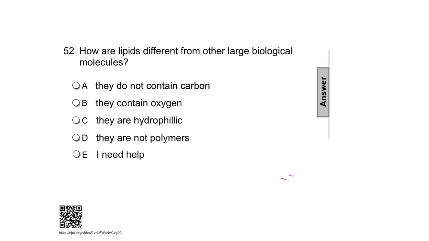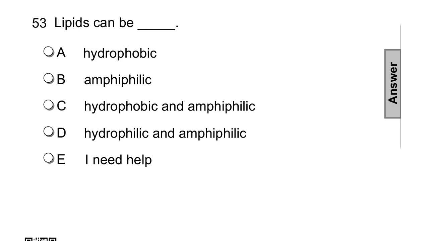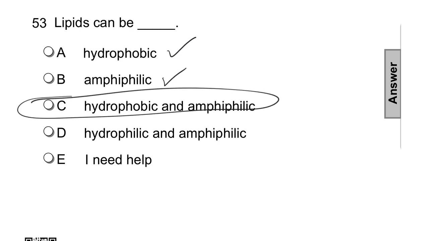Okay, let's finish this up with some review questions. How are lipids different from other large biological molecules? Well, there's a lot of differences, but they are not polymers. Lipids can be hydrophobic, yes, like oil, fat. It can be amphiphilic, like phospholipids in cell membranes, or soap. So I guess letter C is the right answer.